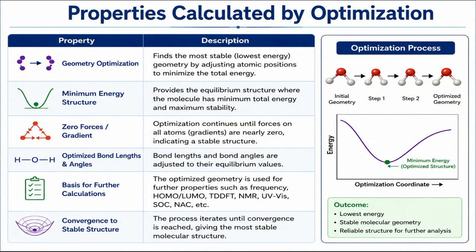It is best for further calculations. First you can optimize your structure, then you can calculate various properties like frequency, HOMO-LUMO, TDDFT, nuclear magnetic resonance, UV-visible spectroscopy, spin orbit coupling, and non-adiabatic coupling. Different properties you can calculate. The process iterates until convergence to the stable structure is reached, giving the most stable molecular structure. The outcome is the lowest energy, a stable molecular geometry and a reliable structure for further analysis.